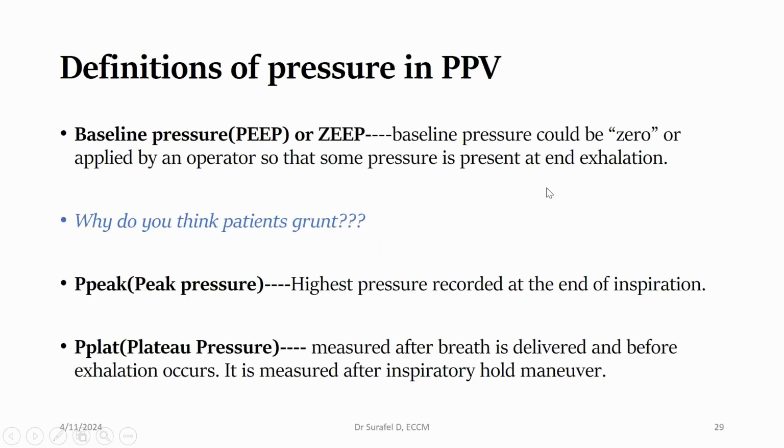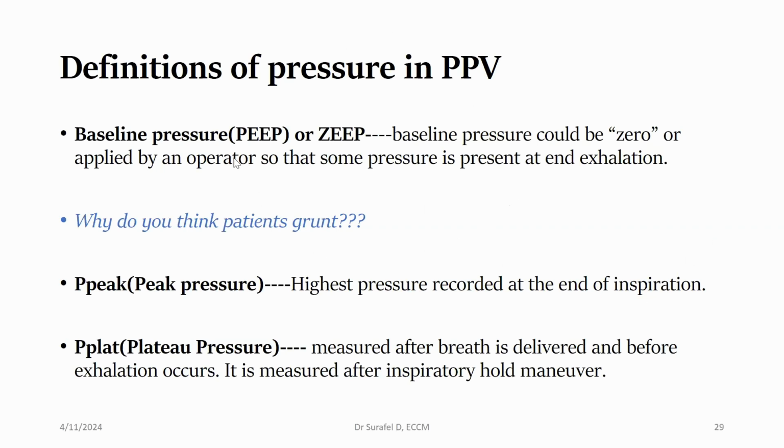Okay. So what are the definitions of pressure in positive pressure ventilation? What are the different types of pressure? I will try to give you the basics. There is a baseline pressure. So can anyone tell me, do we have PEEP, positive end expiratory pressure, in a spontaneously breathing patient? So we do have PEEP, at least 3 to 4 centimeters of water.